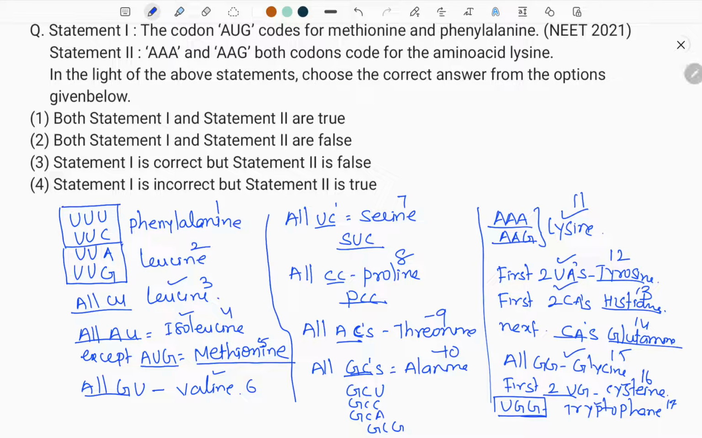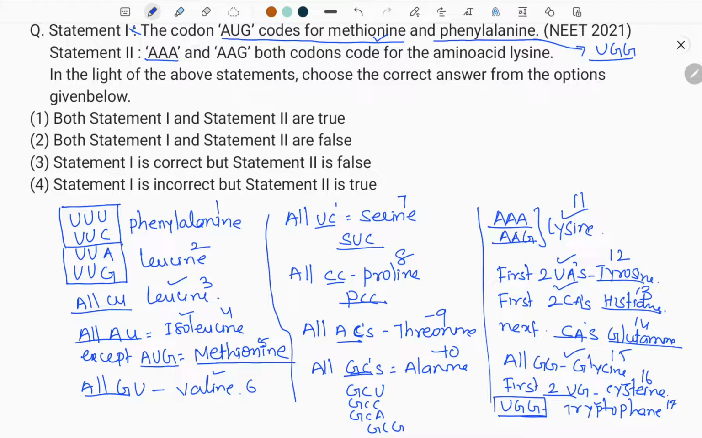Statement 1: AUG codes for methionine. This statement is very much correct. And UGG codes for phenylalanine. This is wrong, because UGG codes for tryptophan. You can call it UG only. So this statement is wrong.